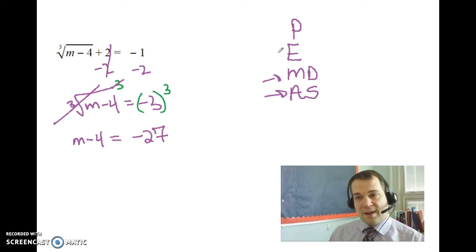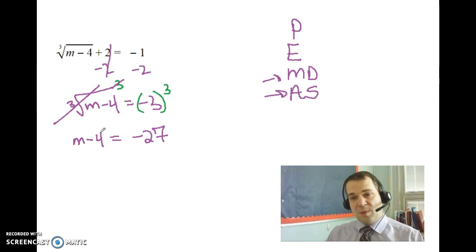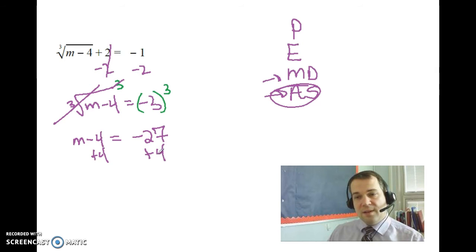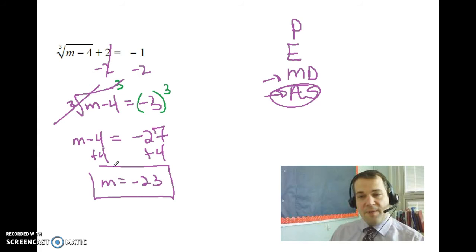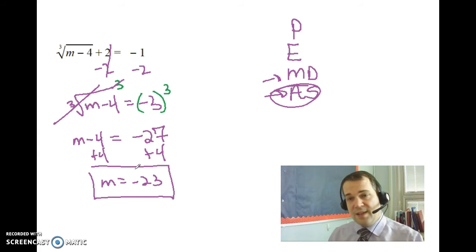And now that I've knocked out those exponents, the parentheses are more or less gone, I'm back down at the bottom. I'm trying to get this m to be by itself, so I'm seeing if there's anything to add or subtract. Starting down here, I can add a 4 to both sides. Negative 27 and positive 4 are enemies. They combine to make negative 23. So I'm pretty confident if an answer exists, that is the answer.